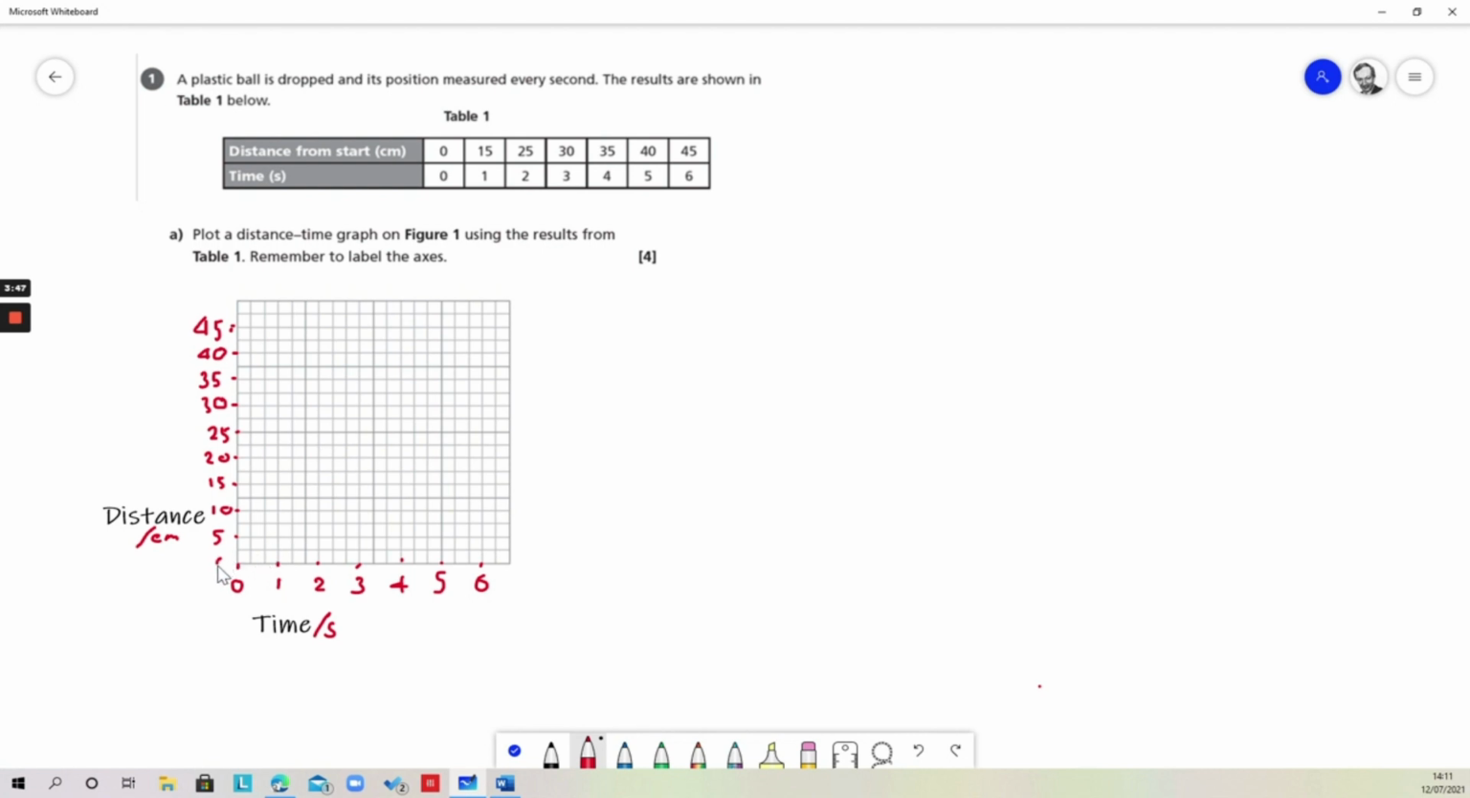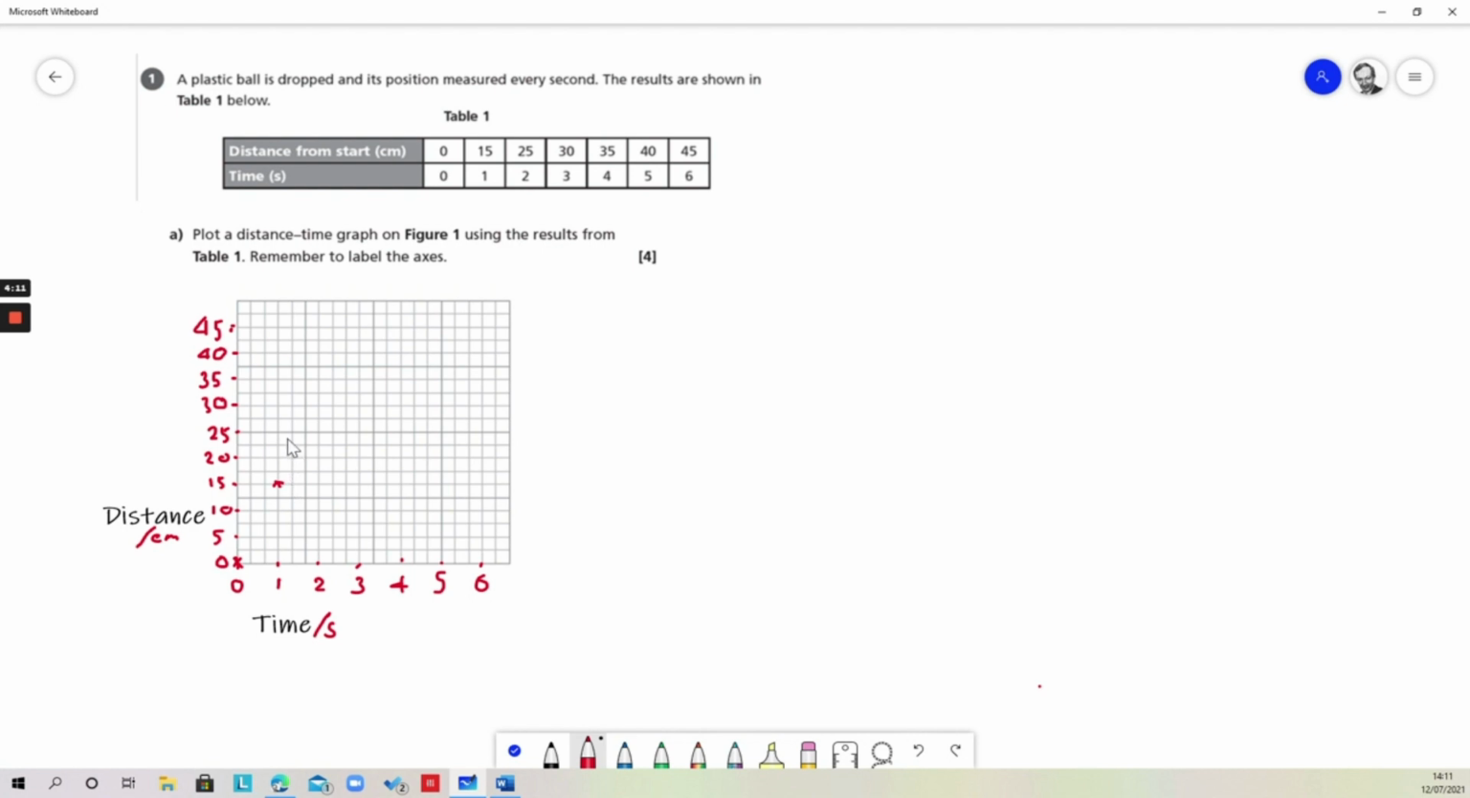That's 0 on the distance axis, there's 0 there. So the first point is 0, 0. A good way of marking a point is by using a cross, because the centre of the cross quite clearly indicates where the position is. The next one is going to be 15 centimetres and 1 second. So that one will go in there.